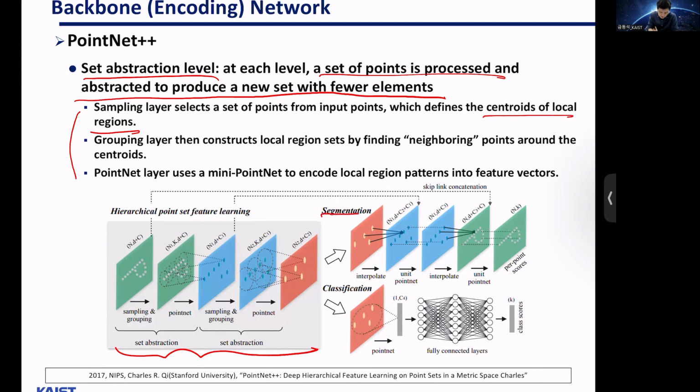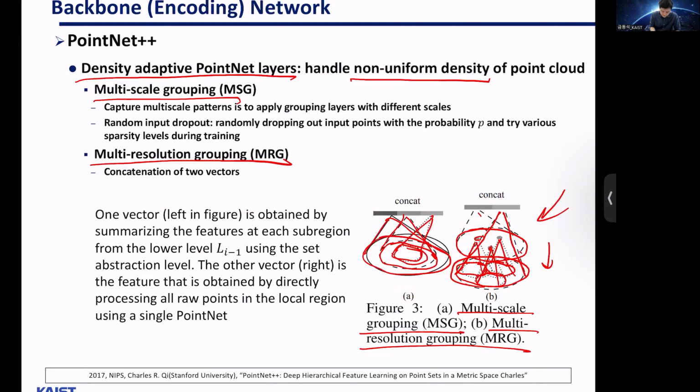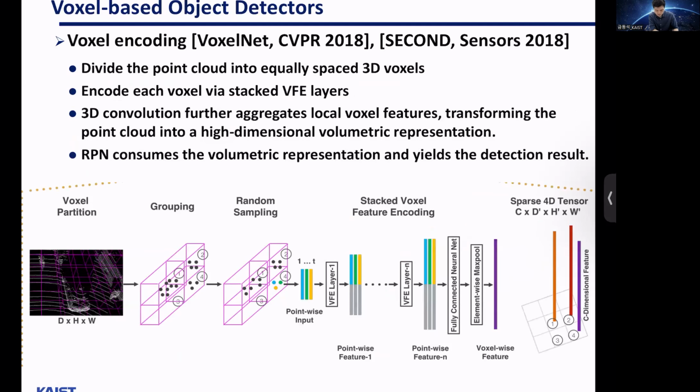Again, here is a header for classification and a header for segmentation, trained using two tasks. So that was PointNet, a direct point-based encoder for point clouds. Here is another encoder, which is the voxel encoding network.